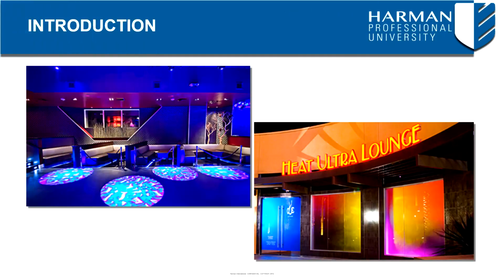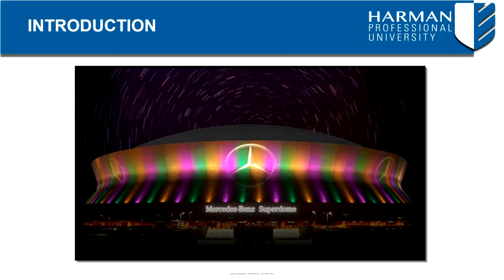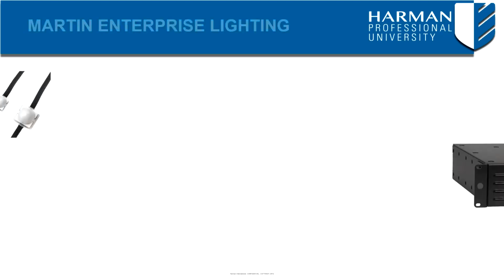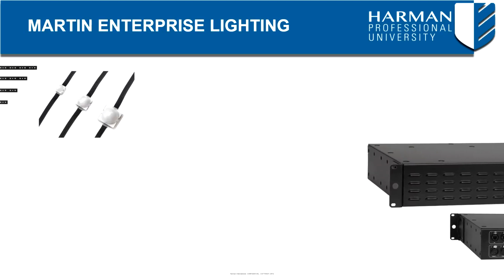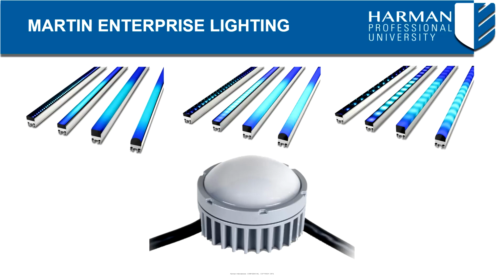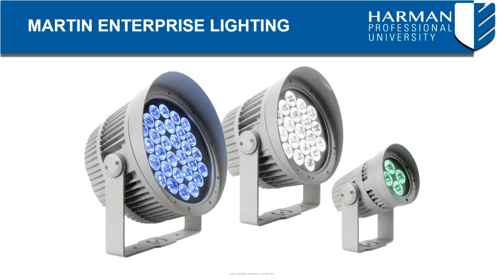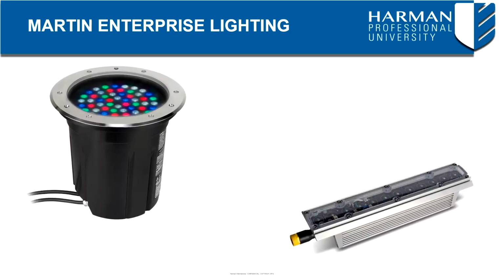In this series of videos, we will be looking at specific Martin products for enterprise solutions and covering them in detail. These lighting products that we will look at in more detail will be Creative Pixel, Power and Processing, Exterior Pixel Line, Exterior.HP, and exterior lighting, as well as in-ground and exterior linear.